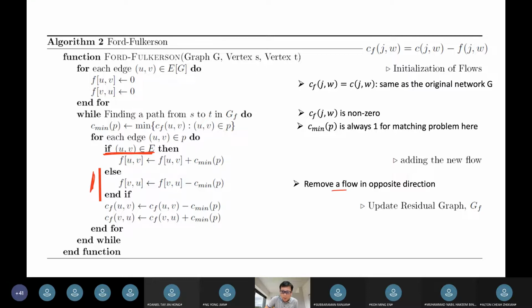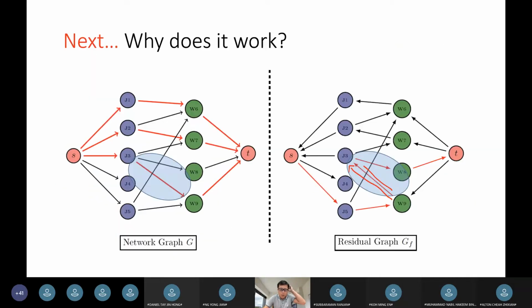We remove a flow in the opposite direction in the original one. F is our original route. So we remove it by minus, meaning that we remove it in the original route. This is the original one, right? From J3 to W9, right? Now we need to remove it.